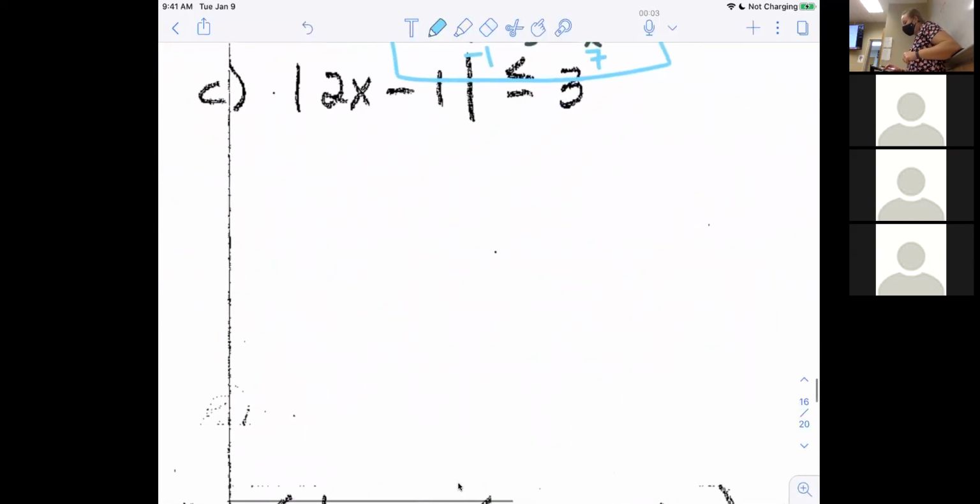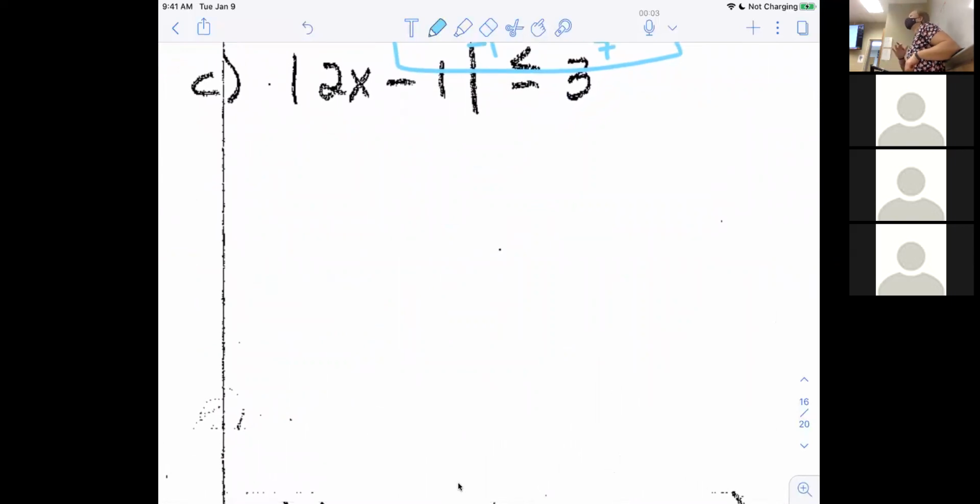Let's look at letter C. Now, when you have a coefficient in front, let's divide everything by that so I don't have a number that's between 2x and something. I just want it to be x. So get rid of that coefficient by dividing every piece by 2, and then we'll do the exact same process. Divide by 2, divide by 2. So I still have absolute value of x minus 1/2 less than or equal to 3/2.